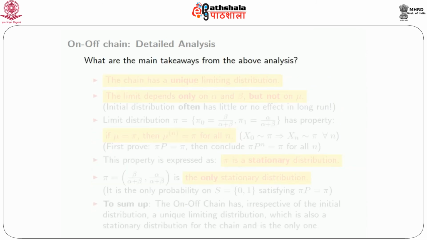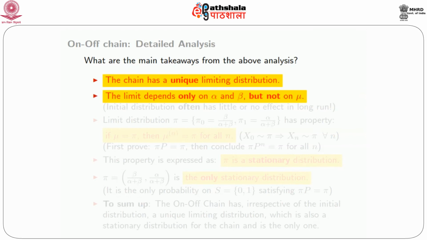So what are the main takeaways from this above analysis? Well, firstly, the chain has a unique limiting distribution. That is, probability Xn equal to 0 converges to a limit, probability Xn equal to 1 converges to a limit. The limit depends only on alpha and beta. Remember the expressions for the limits? We got beta over alpha plus beta for the limit of mu0 n and alpha over alpha plus beta for the limit of mu1 n. So the limit ultimately depends only on alpha and beta, and somewhat surprisingly, the dependence on mu is gone. The initial distribution, that is gone.